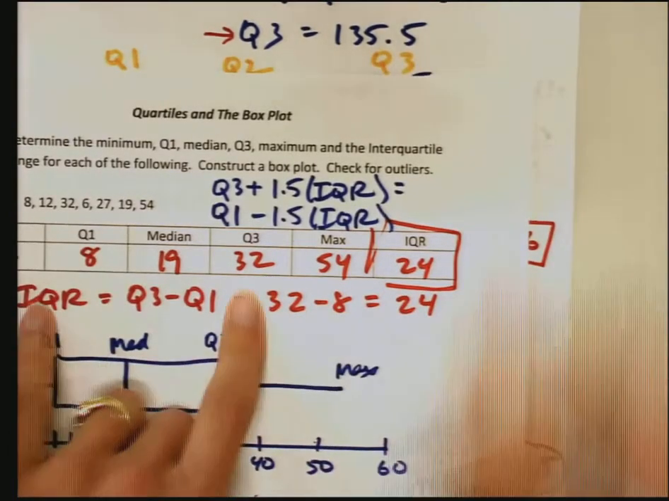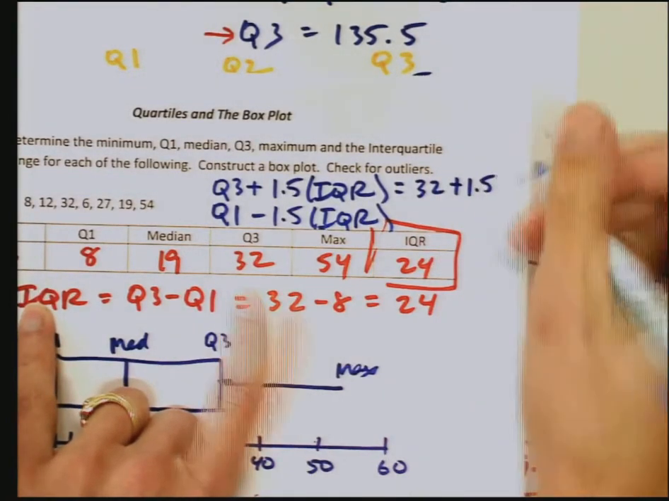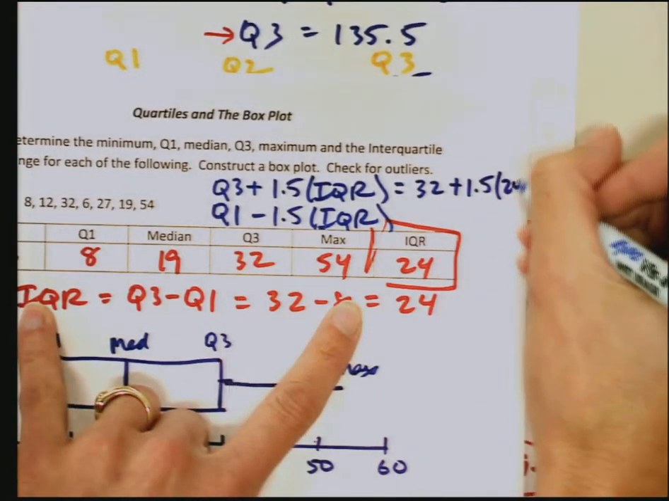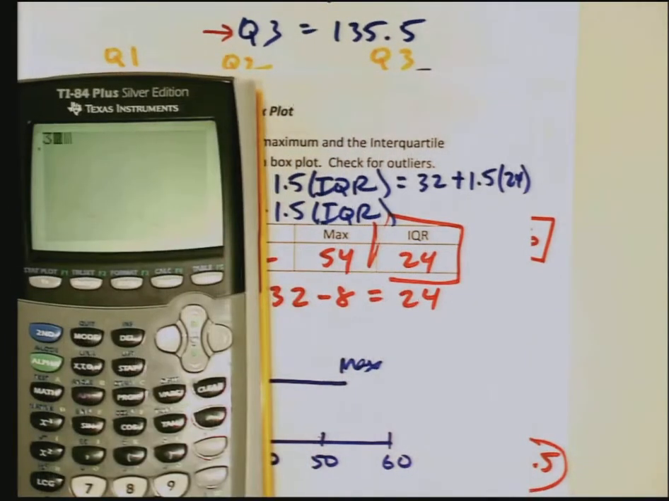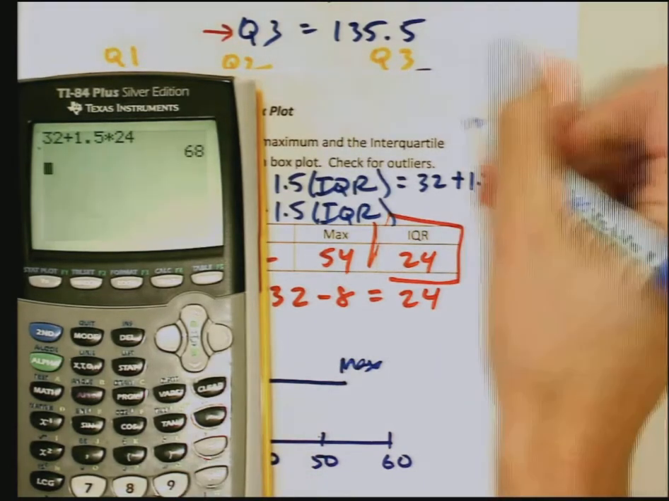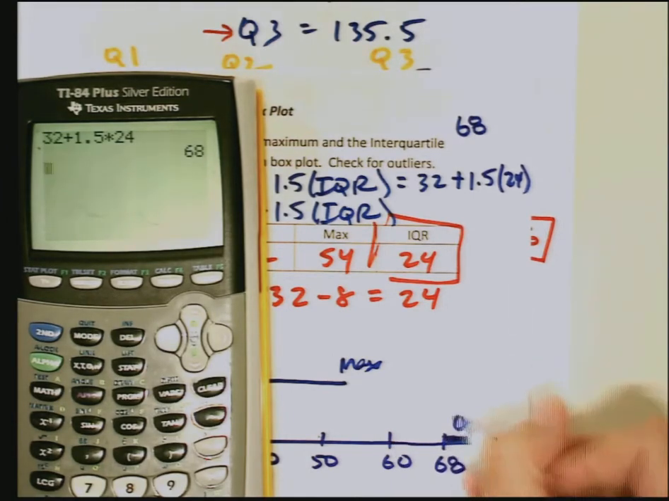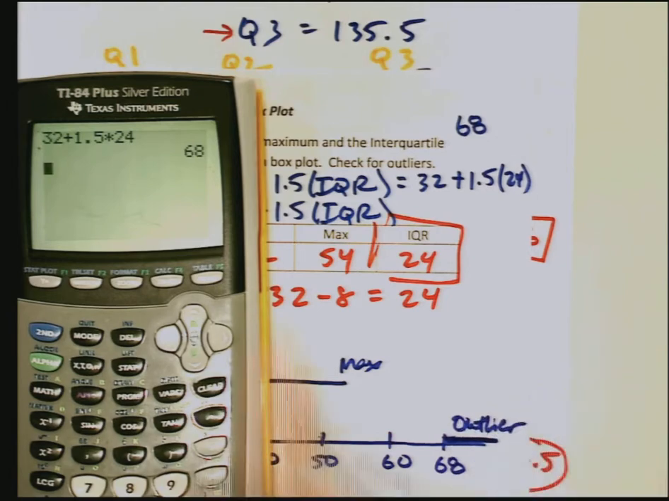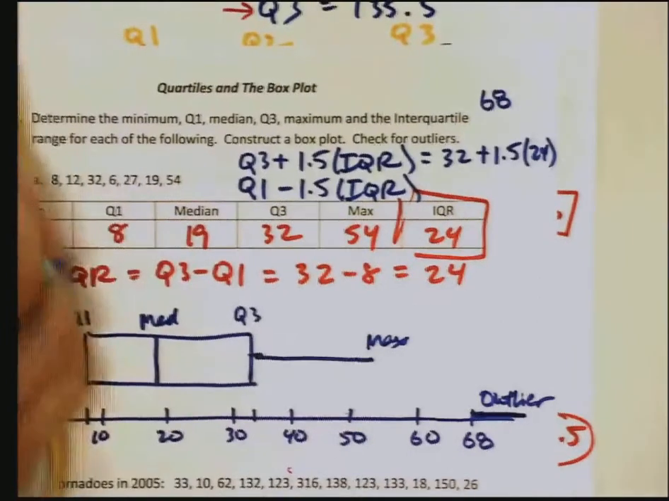Quartile 3 is 32. 32 plus 1.5 times 24. So 32 plus 1.5 times 24. So that would be 68. So 68 lives over here, right? So anything beyond 68 would be an outlier. I don't have anything beyond 68 in my data.